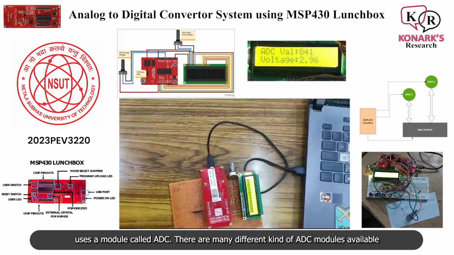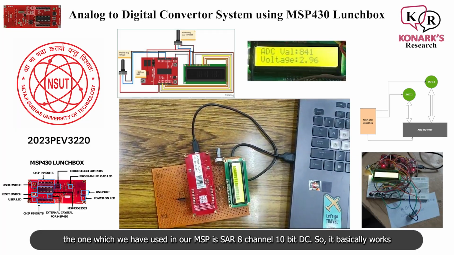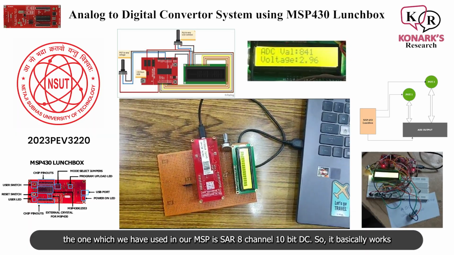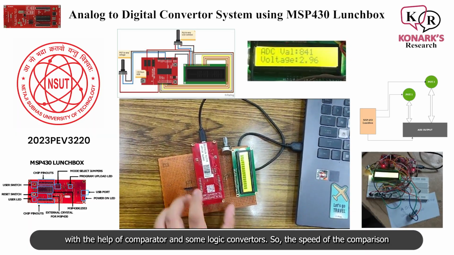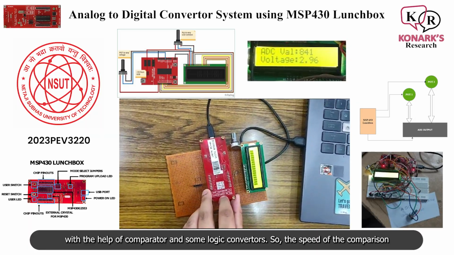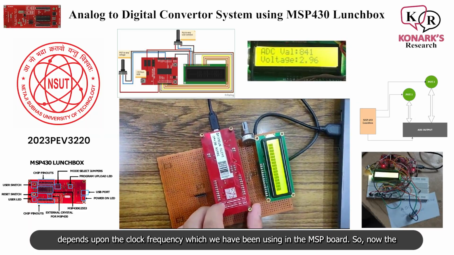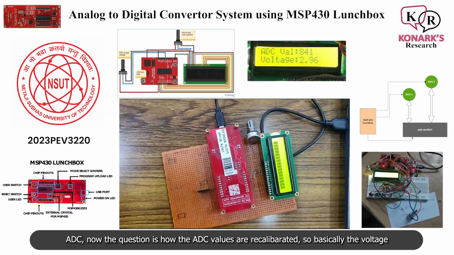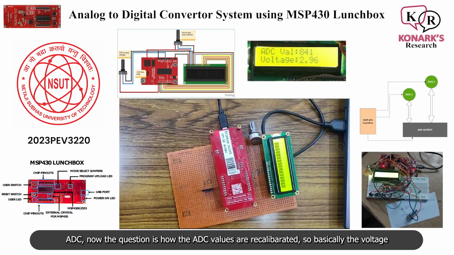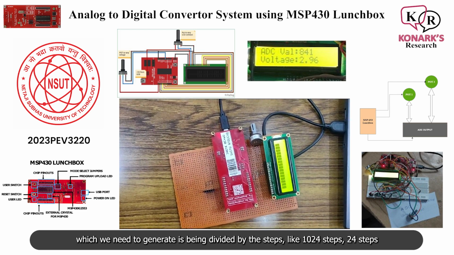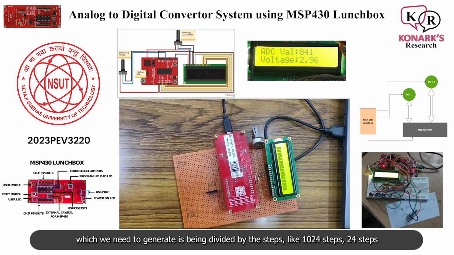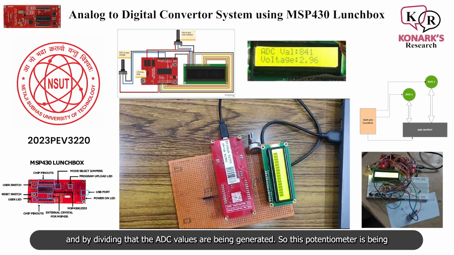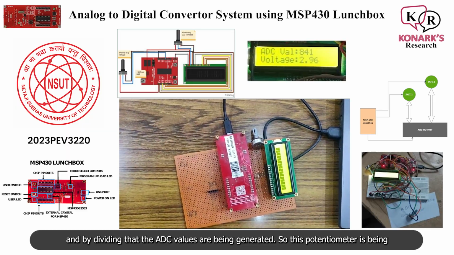There are many different types of ADC modules available. The one which we have used in our MSP is a SAR 8 channel 10-bit ADC. It works with the help of a comparator and some logic converters. The speed of the comparison depends upon the clock frequency which we are using in this MSP board. Now, the question is how the ADC values are calculated. The voltage which we need to generate is divided by the steps, like 1024 steps, the default steps, and by dividing that the ADC values are generated.